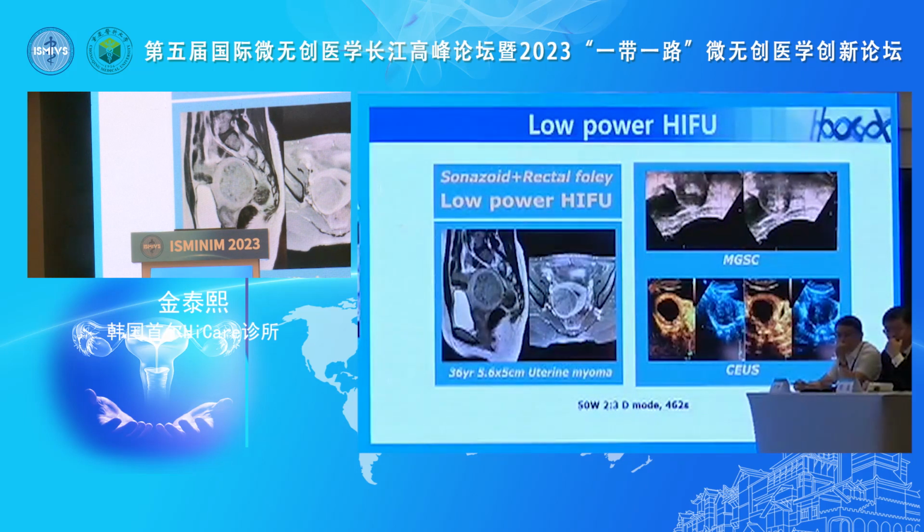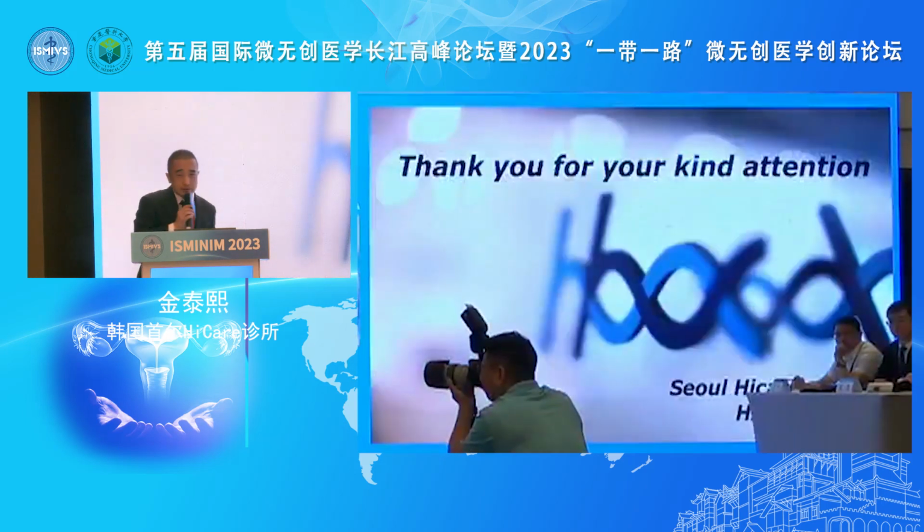I could easily squeeze the myoma. And in this case I treated with 50 watts. 50 watts is quite low power, and I treated for 460 seconds. And the next day, in the CEUS view, I could see the treatment clearly. So I want to recommend using Sonazoid and a rectal catheter and challenging with low power HIFU. So thank you.